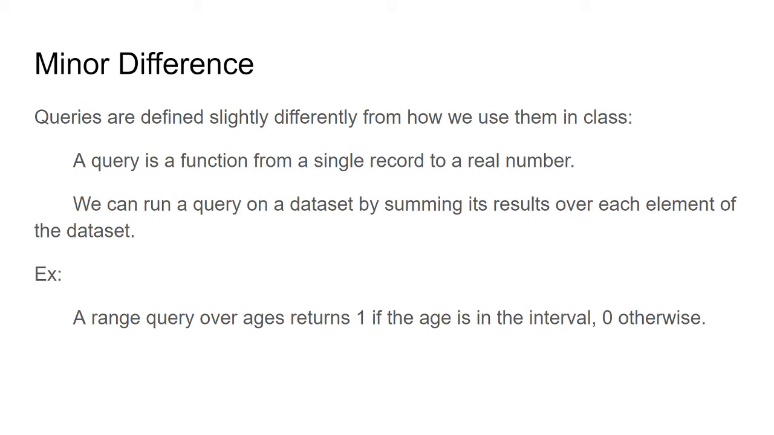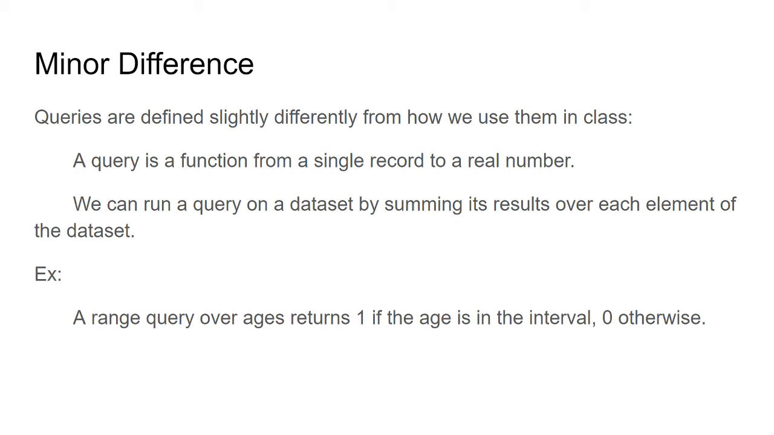Before we begin, there's a minor difference between how a query was defined in the paper and how a query is defined in class thus far. In the paper, a query is a function from a single record to a real number. For example, if we're operating on the ages in the adults dataset, a query would take in an age, like age 5 or age 6, and then output a number like 1 or 0.